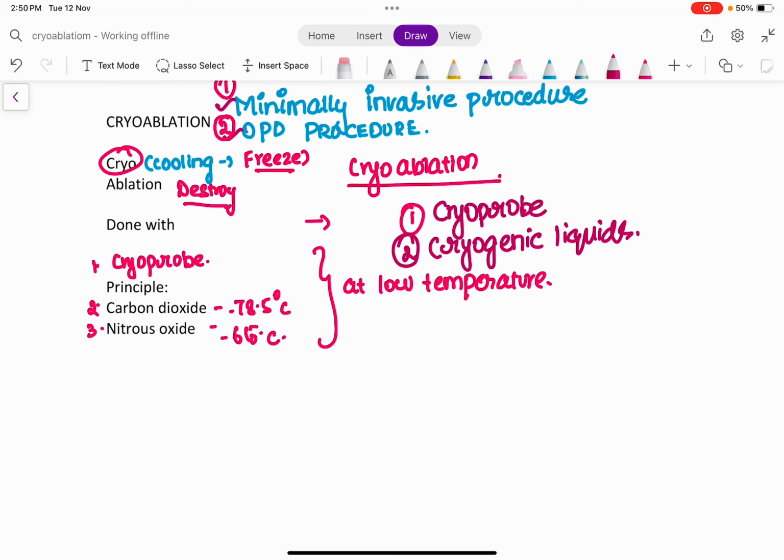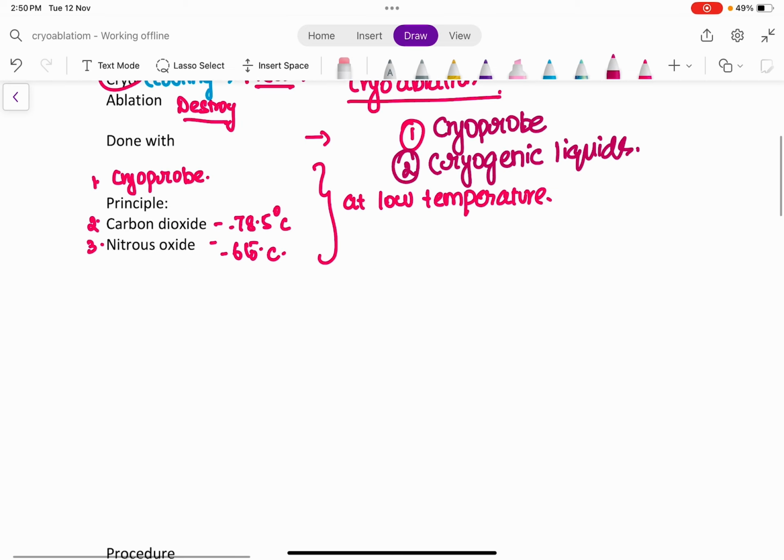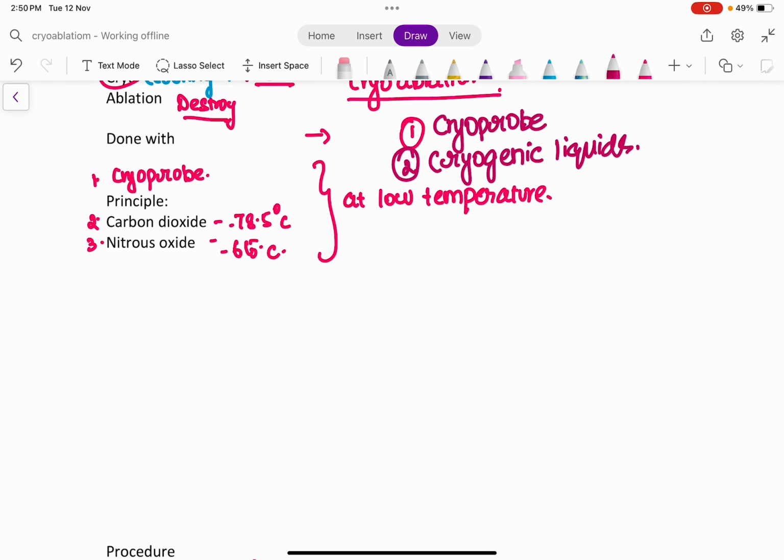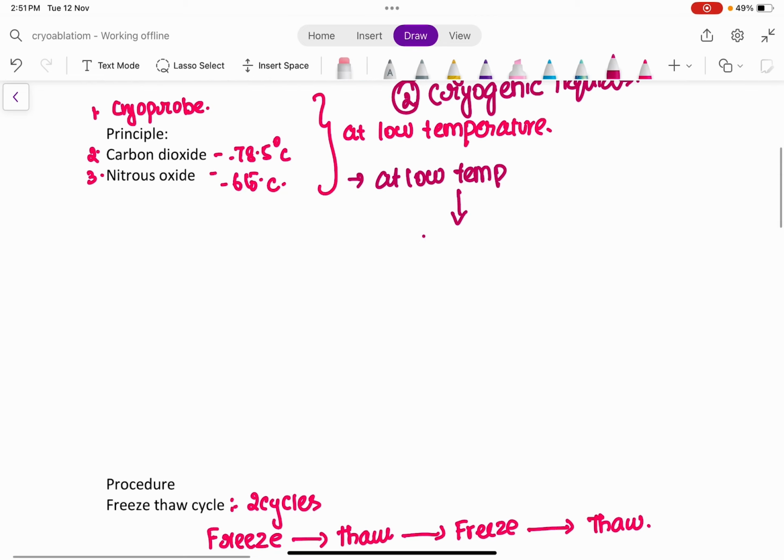Similarly, if you are going to use cryogenic liquids, the most commonly used cryogenic liquids are carbon dioxide and nitrous oxide. So carbon dioxide at a temperature of minus 78.5 degrees Celsius and nitrous oxide at a temperature of minus 65 degrees Celsius, at low temperature, will also cause freezing. Eventually, it leads to destruction of the abnormal cervical tissue.